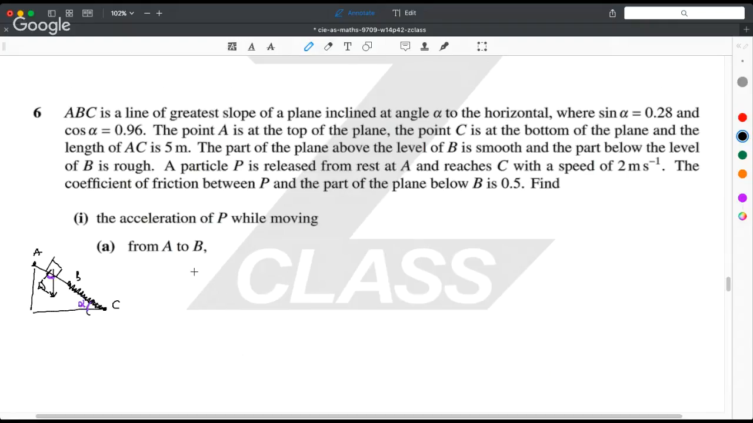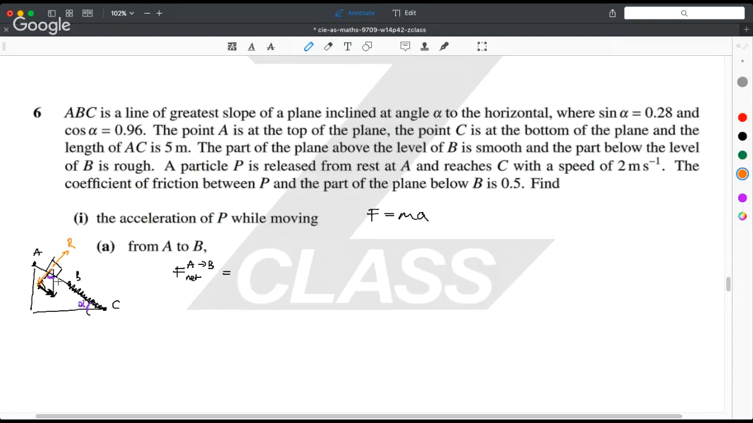So from A to B, what is the net force? Remember that F equals ma. Well, it's a smooth surface, right? So the only force it's feeling is the force of gravity. And we're looking for the motion along the plane, so we're looking to resolve it. So we're looking for this component of the weight. The other component of the weight is acting into the plane, and that's being counteracted by the reaction force from the plane.